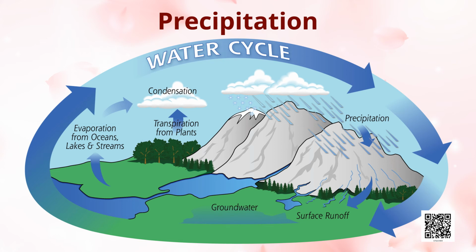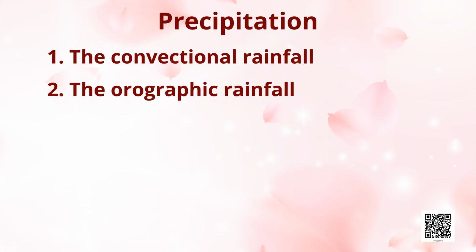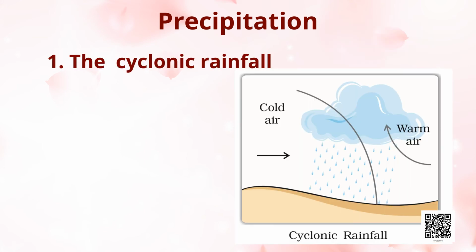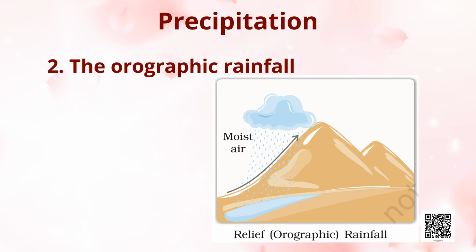On the basis of mechanism, there are three types of rainfall: the convectional rainfall, the orographic rainfall and the cyclonic rainfall. See figure 4.5. First, cyclonic rainfall. We can say frontal rainfall. Cyclonic rainfall occurs when warm and cold air meet each other. Since warm air is lighter, it rises above the cold air. The rising air is then cooled beyond the saturation point, resulting in heavy rainfall. Other is orographic rainfall. Orographic rainfall is produced when moist air is lifted as it moves over a mountain range. As the air rises and cools, orographic clouds form and serve as the source of the precipitation.